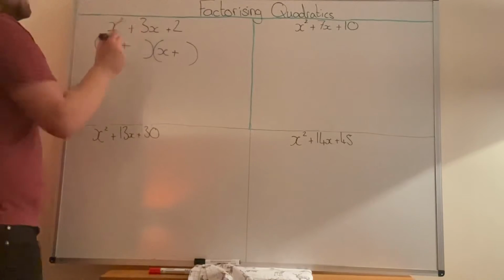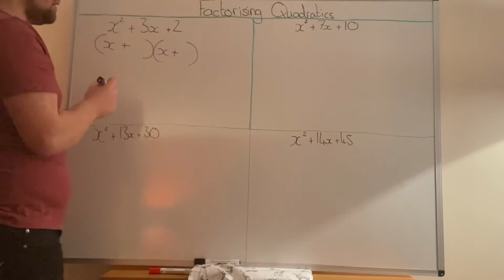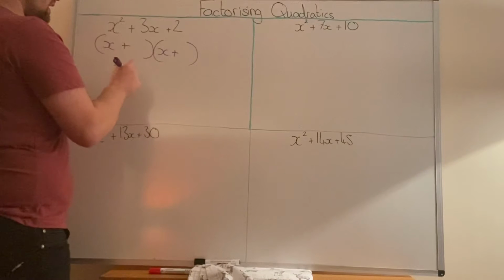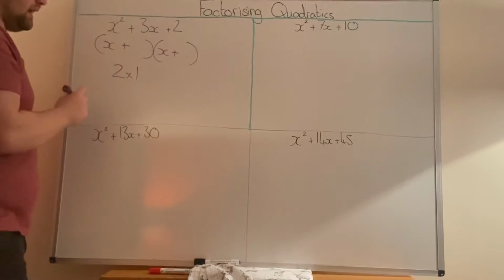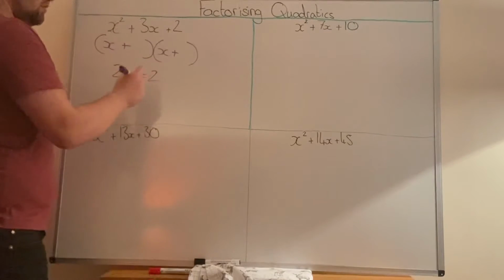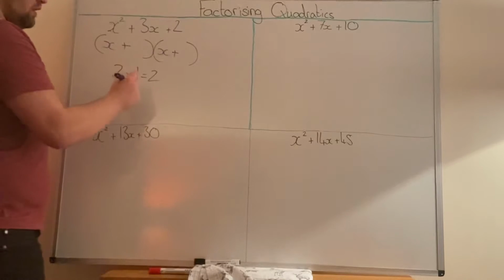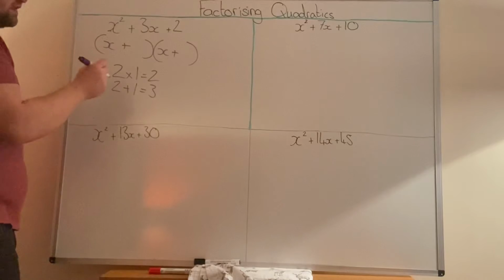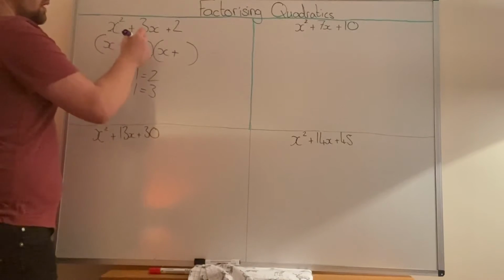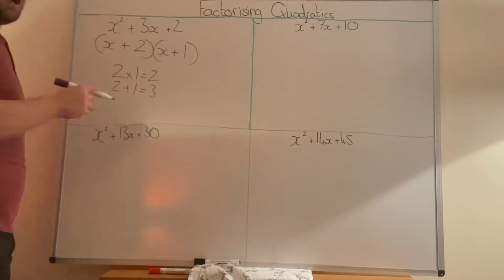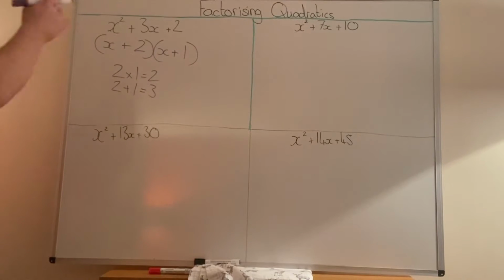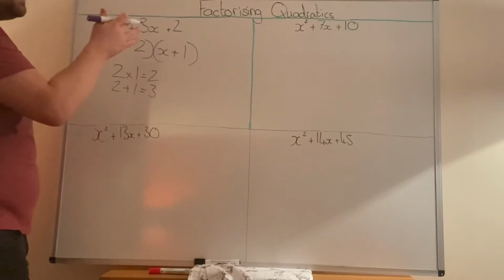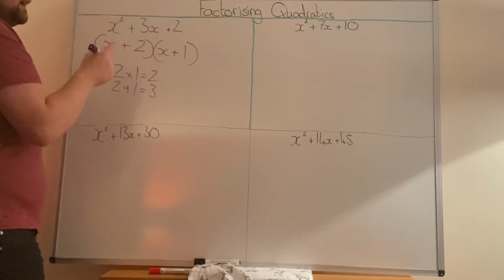So what are the factors of 2? What numbers can we times together to make 2? The only one we can do is 2 times 1. So 2 times 1 is 2, and 2 add 1 is 3. They are the two numbers that we need, 2 and 1. Doesn't matter at this minute in time which bracket they go in. That is factorising, putting back into brackets.